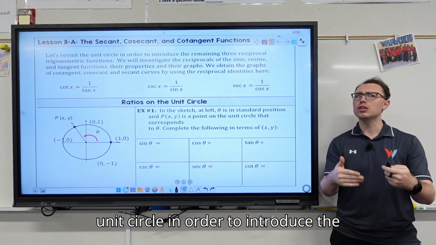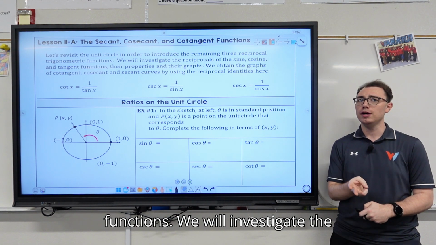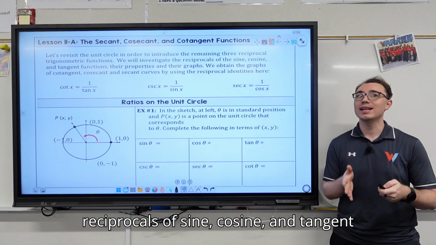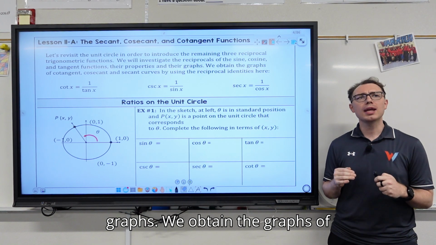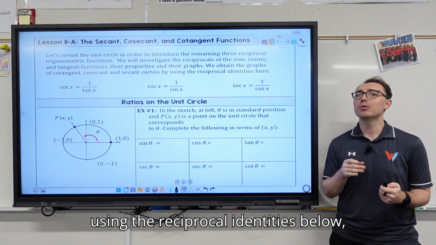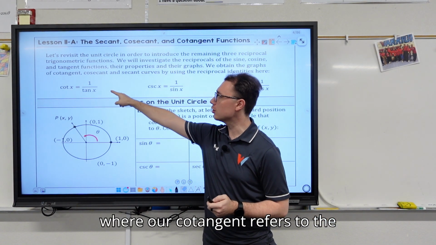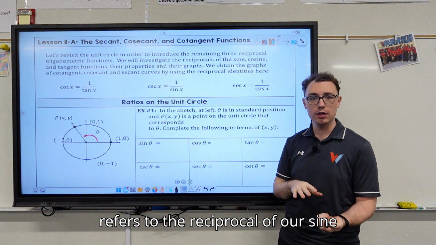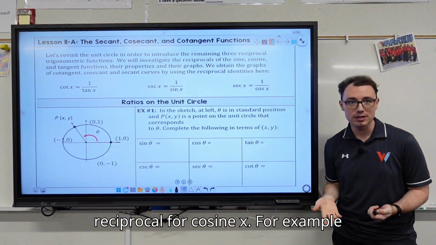Let's revisit the unit circle in order to introduce the remaining three reciprocal trigonometric functions. We will investigate the reciprocals of sine, cosine, and tangent functions, their properties, and their graphs. We obtained the graphs of cotangent, cosecant, and secant curves by using the reciprocal identities below, where cotangent refers to the reciprocal of tangent, cosecant refers to the reciprocal of our sine value, and secant x refers to our reciprocal for cosine x.